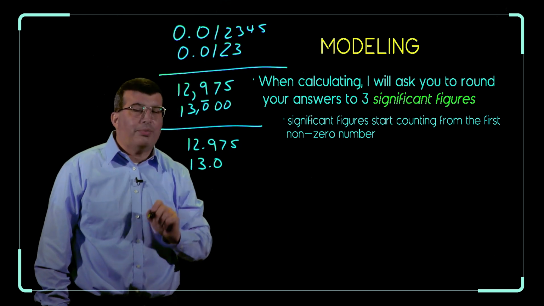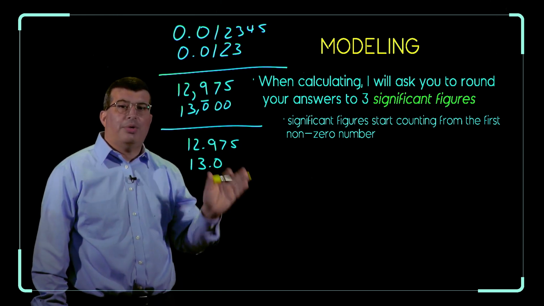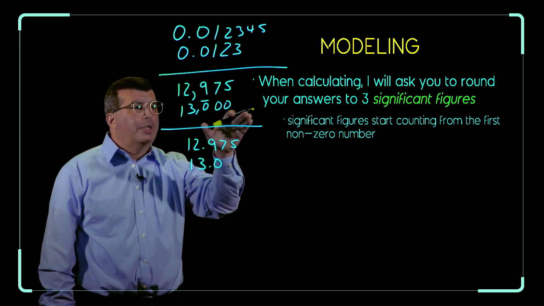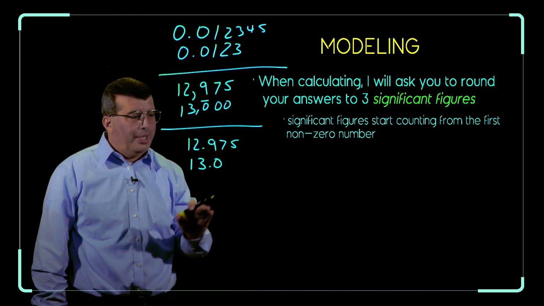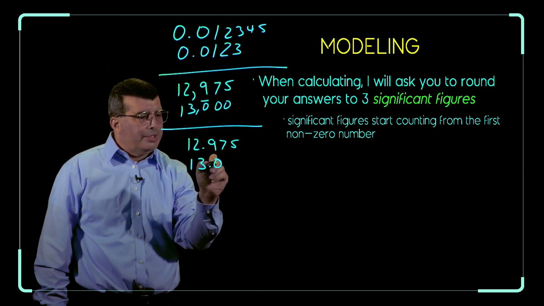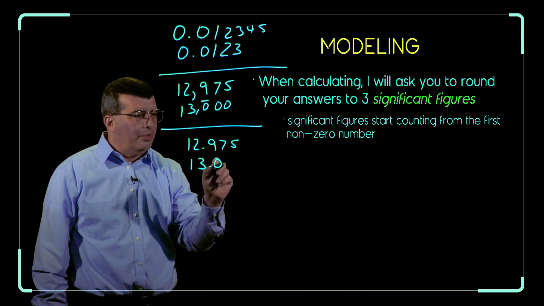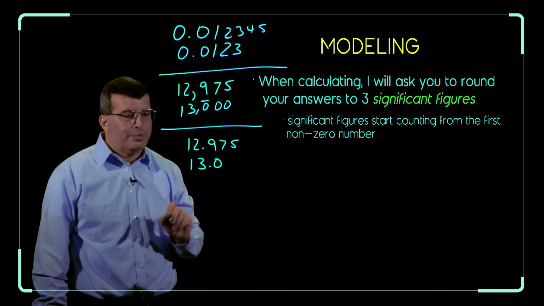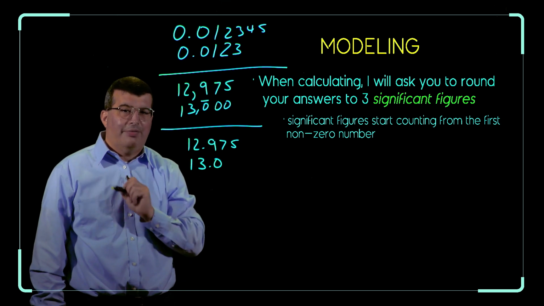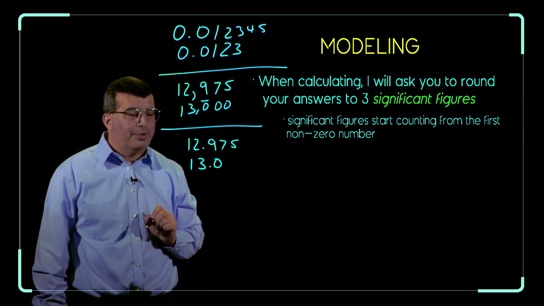I'm not going to write zeros for the 7 and the 5 because I don't need those placeholders. I need placeholders here to put everything in the right place, but I don't need placeholders here. So this is a significant 0, and I don't need any placeholders afterwards. So the only time you write a 0 after the decimal is if it is a significant 0.